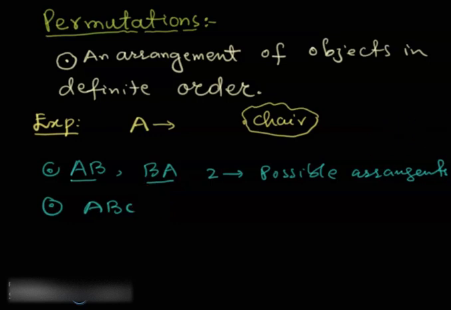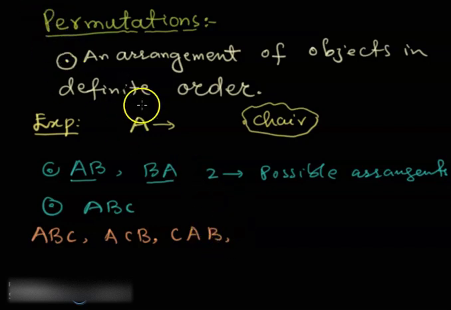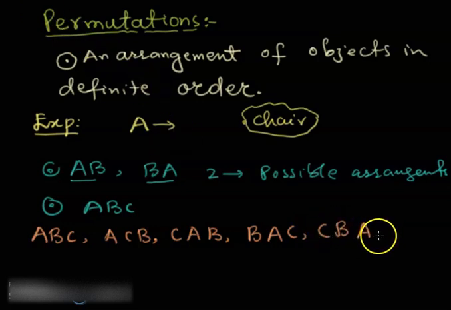Okay, now consider if you have three objects A, B, C. How many ways can you arrange these three objects? So like, this is one arrangement, A, B, C. Or if you wish, you say, hey, I want to change it, like A, C, B. Then another person can say, hey, I can put it like C, A, B. And this way, you can make other arrangements as well, like B, A, C. And you can also have C, B, A, or maybe, hey, I can put it like B, C, A.